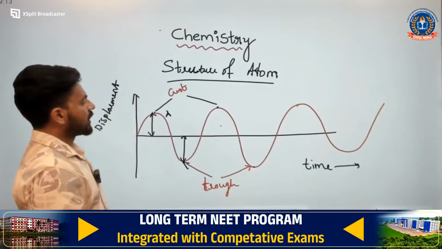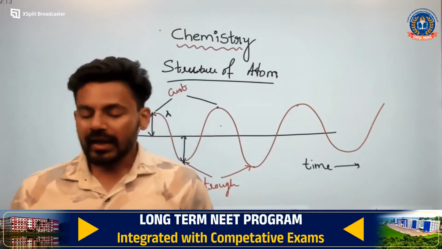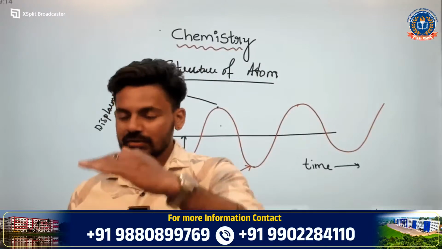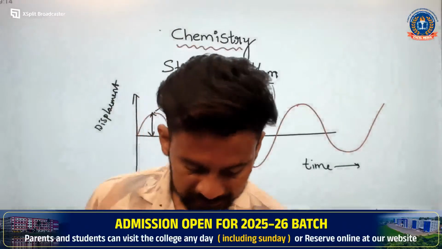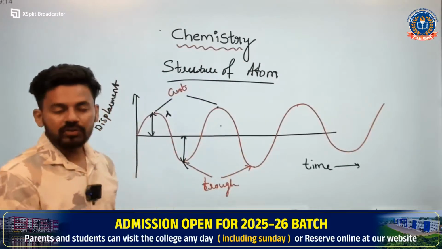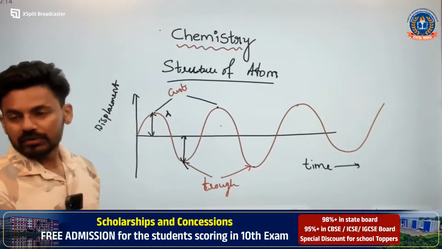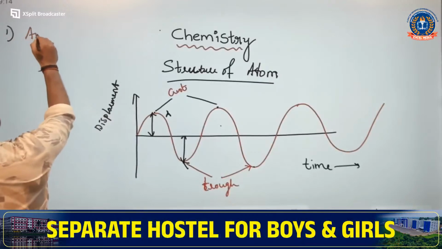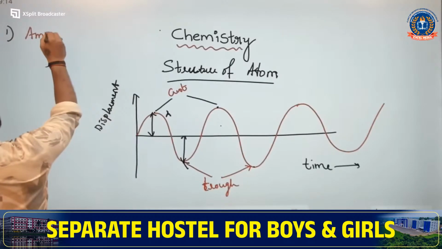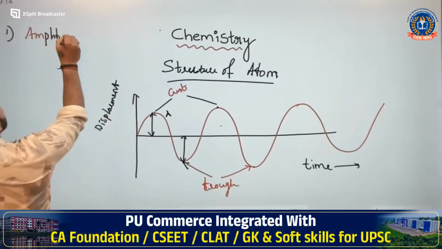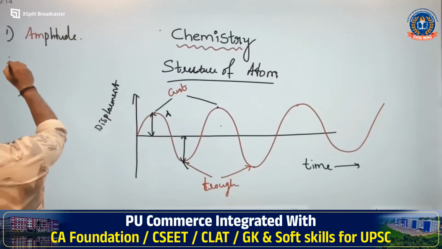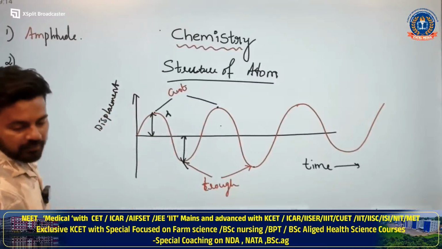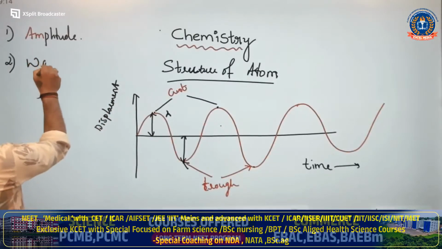Okay, amplitude is done. So amplitude is the displacement from the mean position, the maximum displacement. Correct. Shall we go for the second one, the next terminology? One by one I will write here. The first one is amplitude. The next one we will discuss is wavelength. What is wavelength?